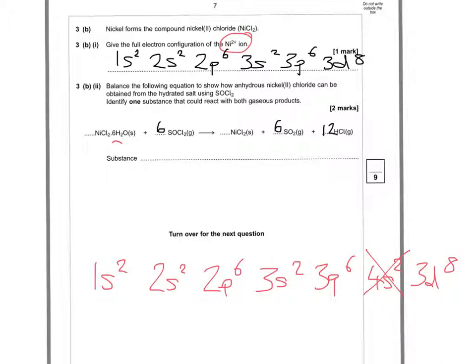Next part of the question, identify one substance that could react with both gaseous products. What they're wanting you to look at here is the properties of HCl and SO2. They expect you to know sulfur dioxide is an acidic gas. Obviously HCl is an acid as well, so what they're looking for is any base. Sodium hydroxide is an obvious one, but you could have calcium oxide, calcium carbonate, anything that you know from flue gas desulfurization. That will work as well. Okay, next question.